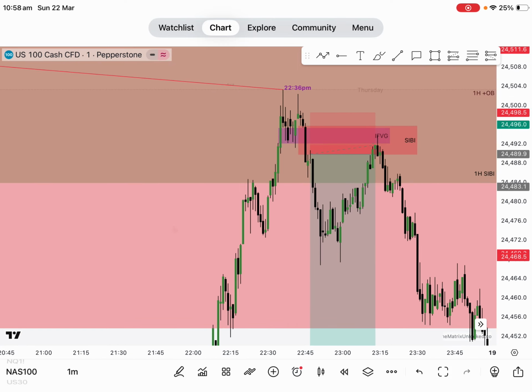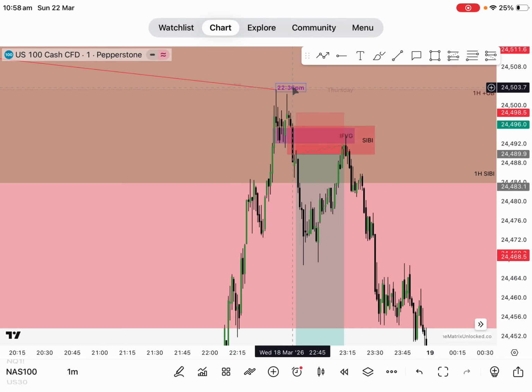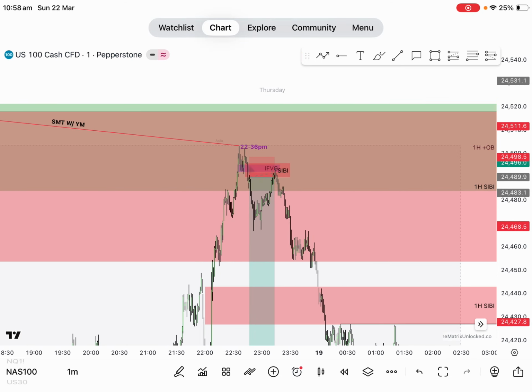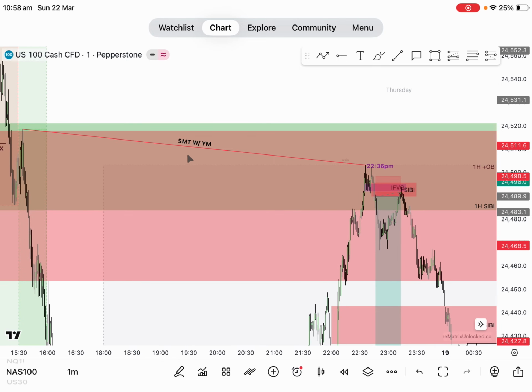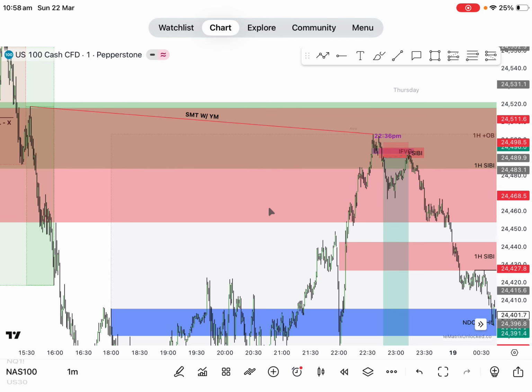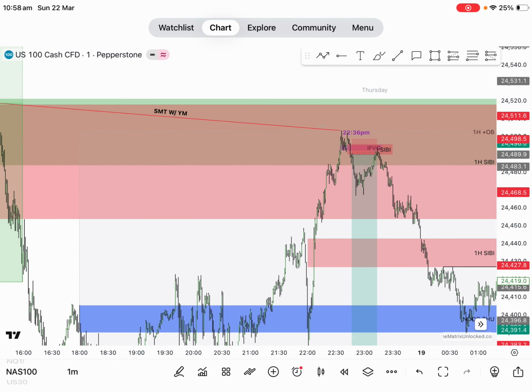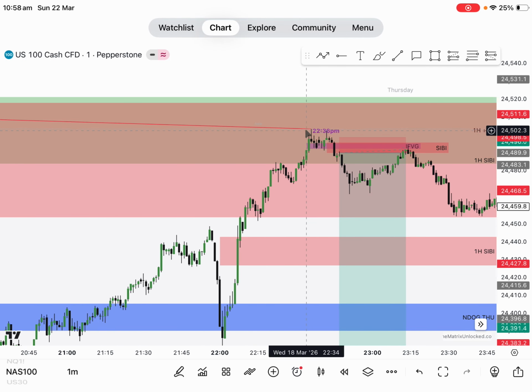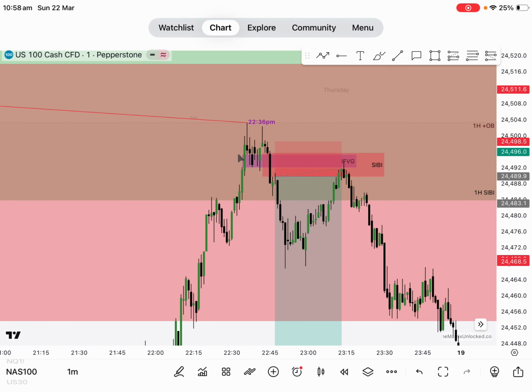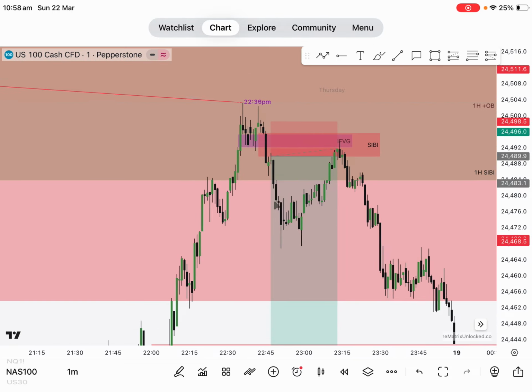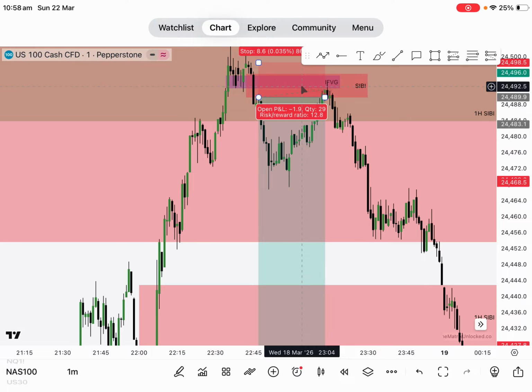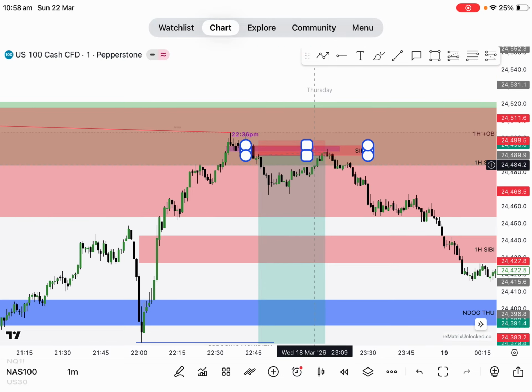All right, then comes 10:36 p.m. at night. We make SMT. Of course, buy side liquidity are these. This buy side liquidity is taken. This buy side liquidity is taken. This small immediate high is taken, and then you see SMT like this. You watch for IFVG. Boom. Stop loss. Boom. This is 12.8 risk to reward ratio, guys.